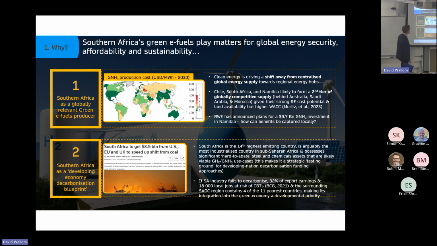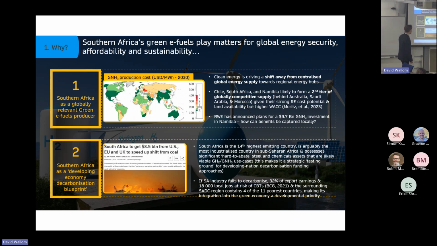The second reason why I think this is a relevant topic for everyone is that many of the world's global powers are looking at Southern Africa and its decarbonisation as a potential blueprint for how we approach financing of decarbonisation in other developing regions around the world. South Africa is the 14th highest emitting country in the world. It's arguably the most industrialized economy in sub-Saharan Africa, and it possesses significant hard-to-abate steel and chemicals assets where green hydrogen makes sense as a use case.